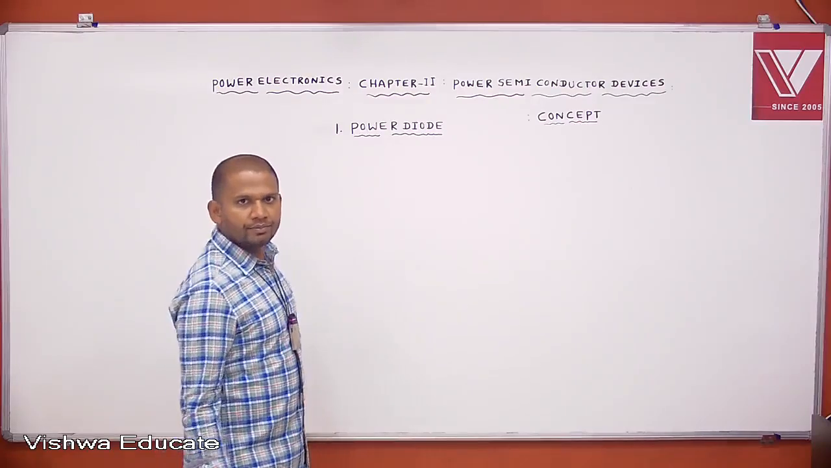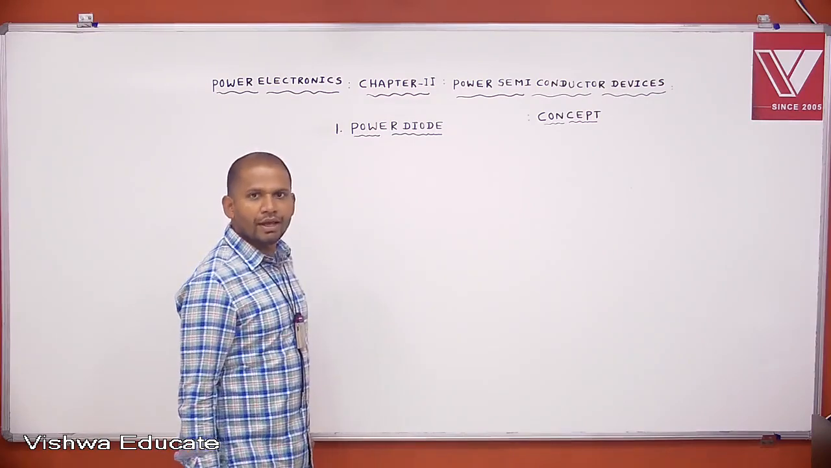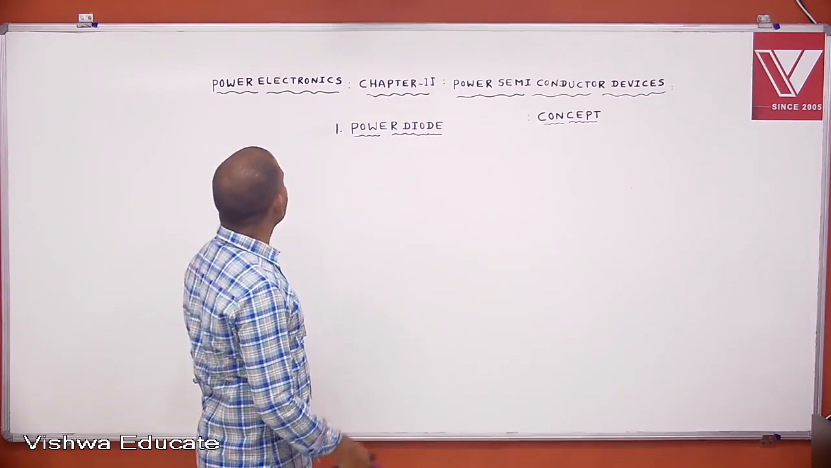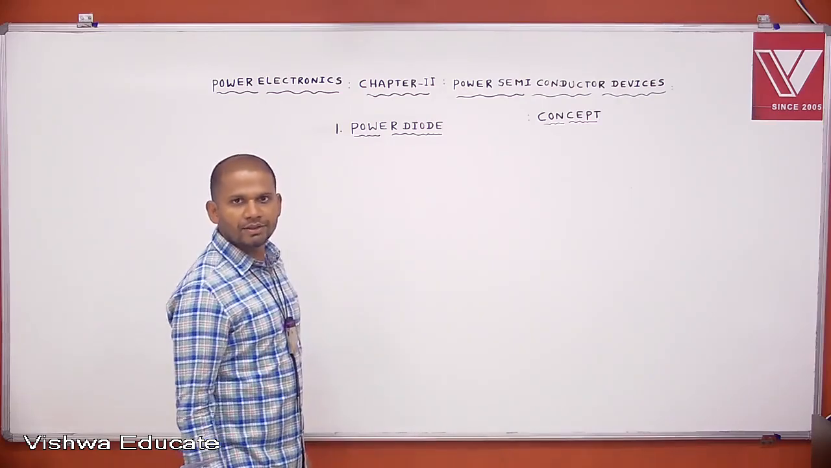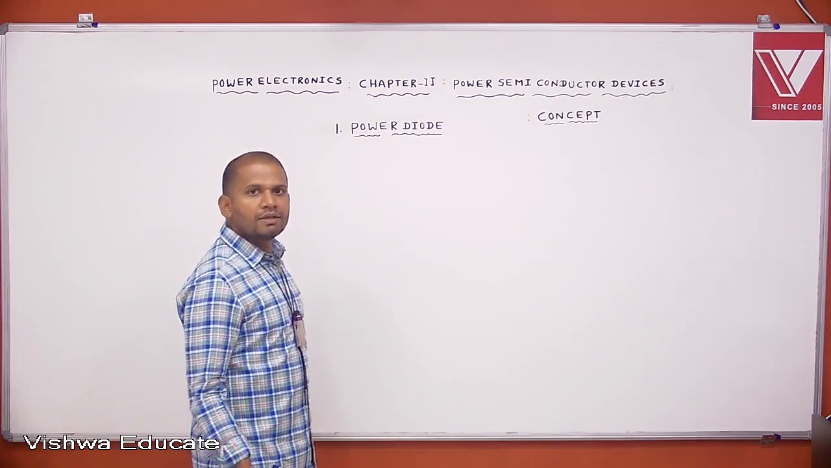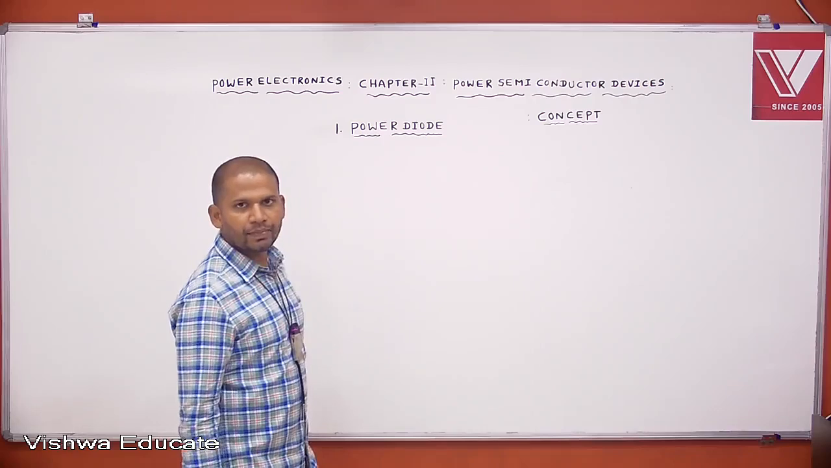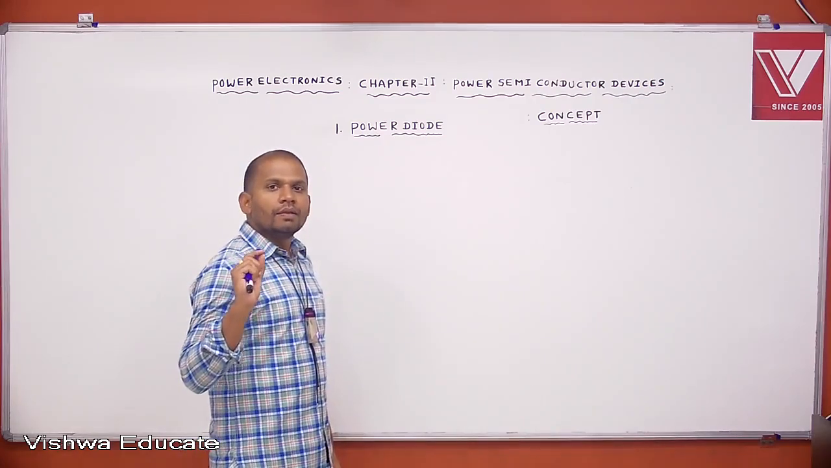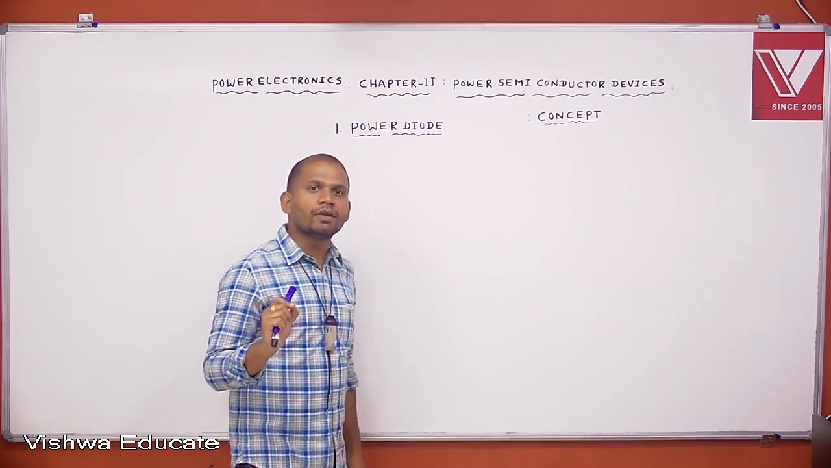I explained what exactly the static VI characteristics of a diode are. Then with respect to the power diode, another concept is to concentrate on the switching characteristics of a diode, which I told you already. The switching characteristics are very important characteristics of a power diode.